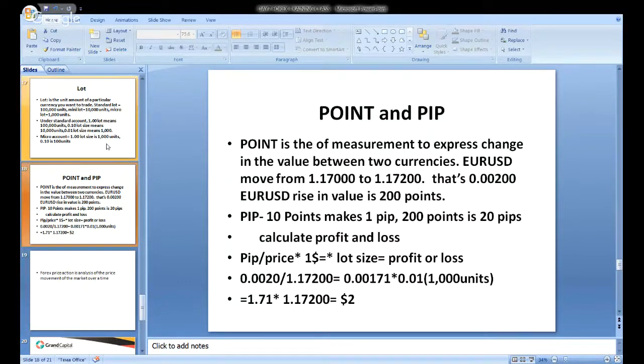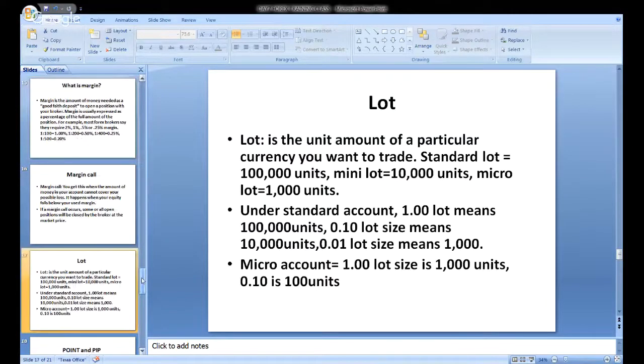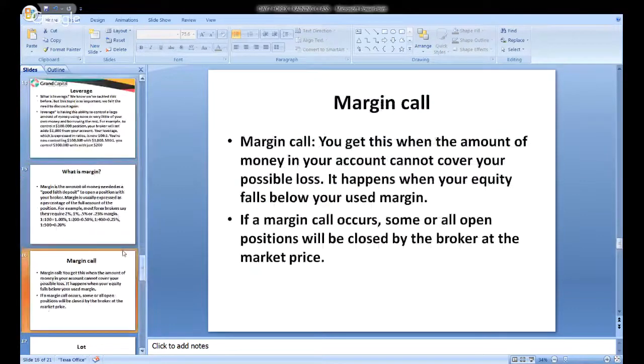So we talk about the lot size. Lot size for a standard account is 100,000. So it means when you have $200 in your account, you should be able to know what lot size you should use for proper risk management. Otherwise, where your free margin is zero or minus, you are already in a losing position.